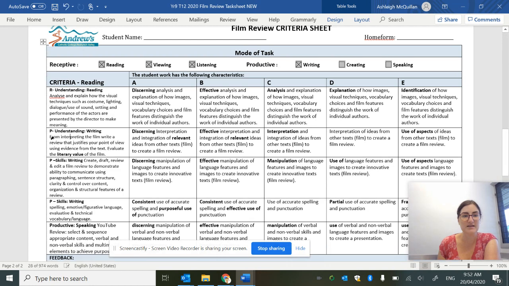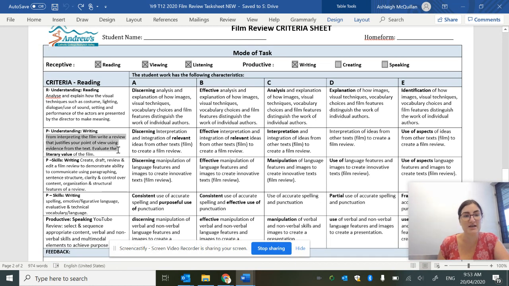The next one on the criteria here is that you have justified your opinion using evidence. So don't just say, I hate this movie, it's lame. Okay, I hate this movie, it's lame because, and then give me an example from the film.